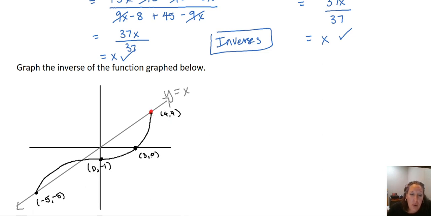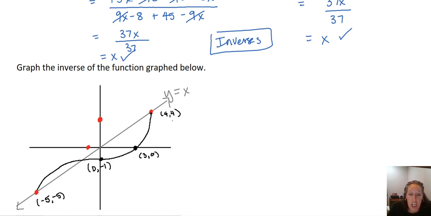The point 3, 0, if we switch our x and y, is going to be at 0, 3. So that's going to be a y-intercept instead of an x-intercept. And the same thing's going to happen with our y-intercept. It is going to become an x-intercept at, instead of 0, negative 1, it becomes negative 1, 0. And then our last point is at negative 5, negative 5. So if we reflect that, it's going to stay at negative 5, negative 5.